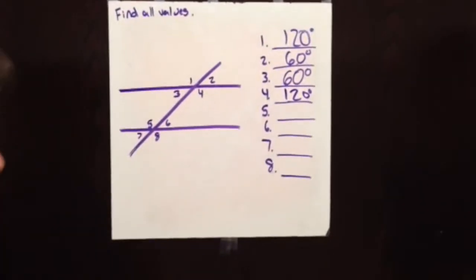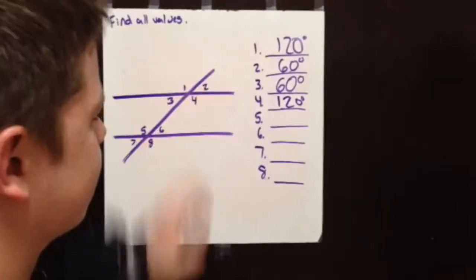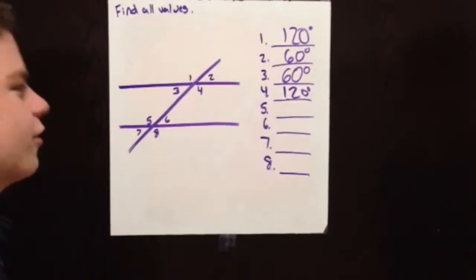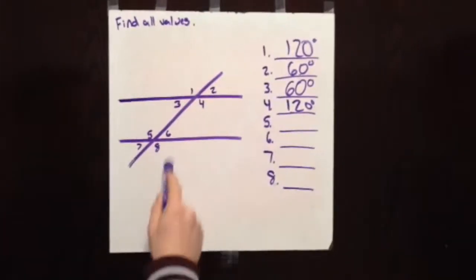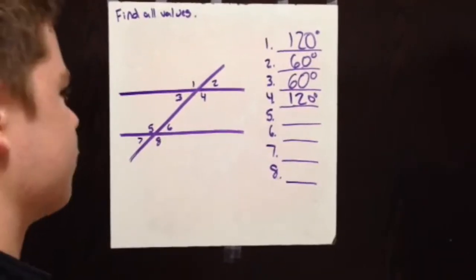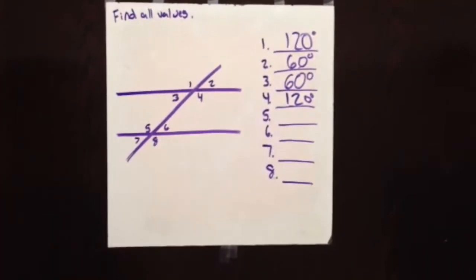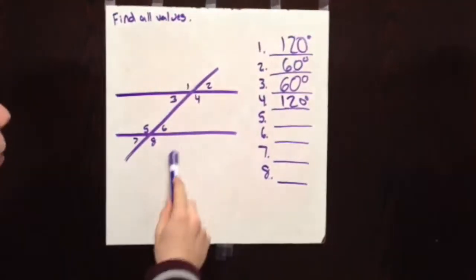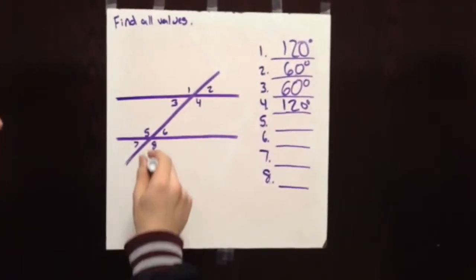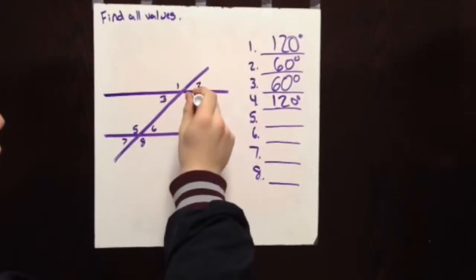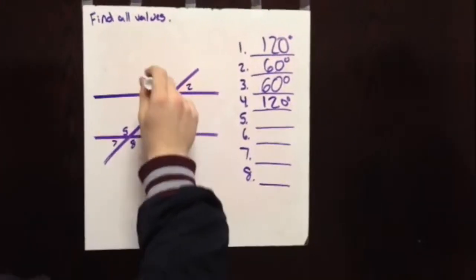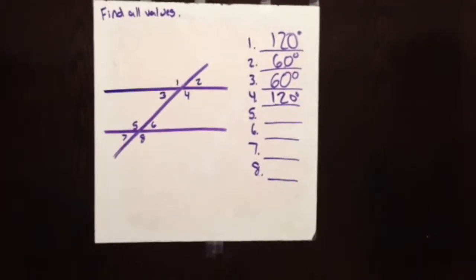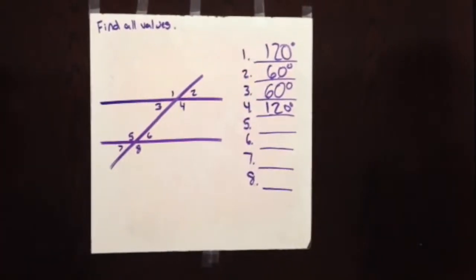Alright, so we have this part done. So now we go to the lower part. 1 and 8. What do you notice about these relationships? They're both exterior, correct? Which means these are also opposite exterior angles, because if 8 was placed where 4 was, they would be vertical angles. So 1 and 8 are equal to each other, which means 8 is equal to 120 degrees.